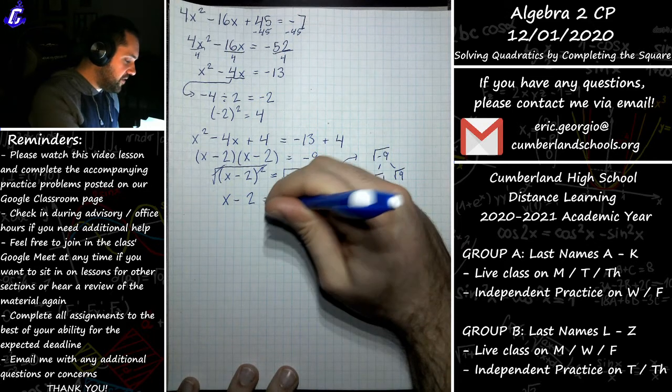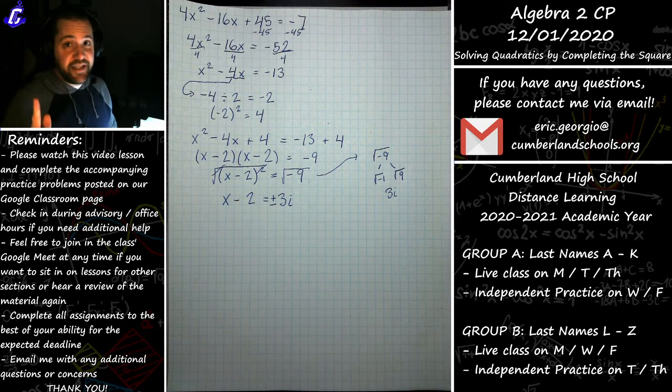Don't forget the plus or minus. You almost forgot, didn't you? I almost forgot. We almost forgot that plus or minus. Do not forget the plus or minus. Right? And yes, i's showed up. I told you they'd come back. They never go away once you learn them. So it's important that you know them. Negative square root means you need an i.